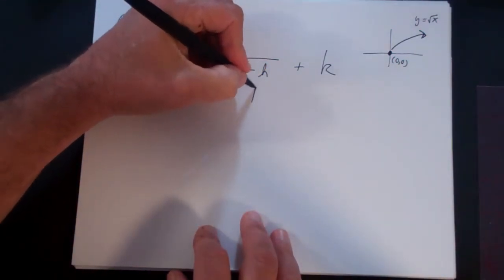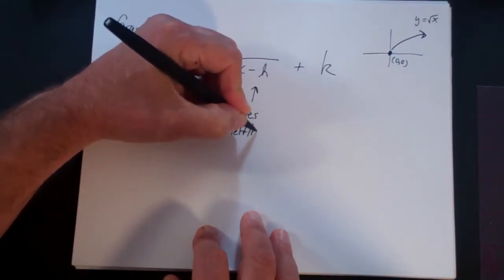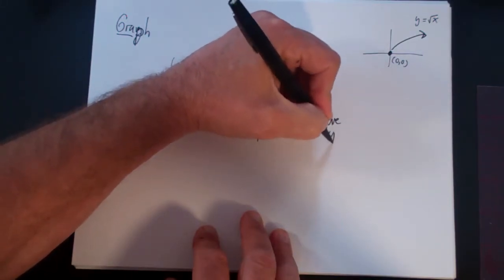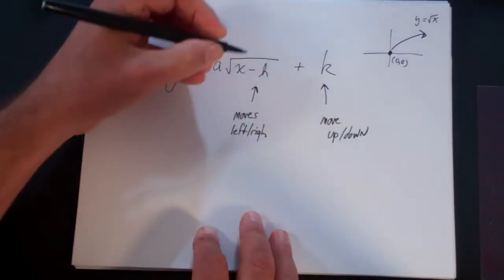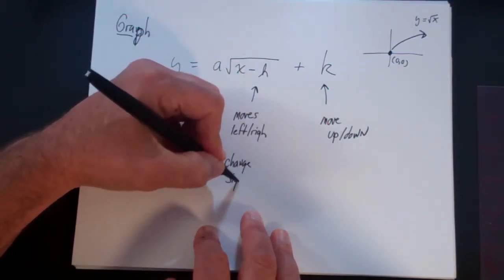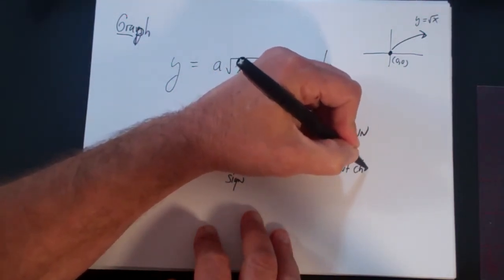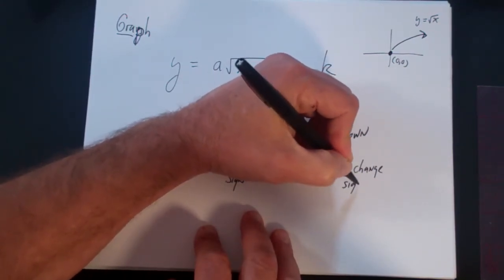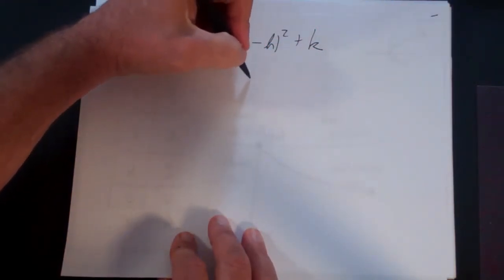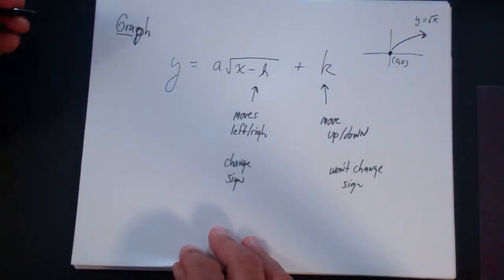And the h is going to move it left and right. So it picks the entire graph up and either moves it left or right. And the k will move it up and down. Now there's a difference here that's very important. The h is going to change sign, and the k won't change sign. This is just like when we looked at y is equal to a times x minus h squared plus k. When we're trying to find the vertex, it was h and k, but the h would change sign, the k would not. And that's another thing to memorize.